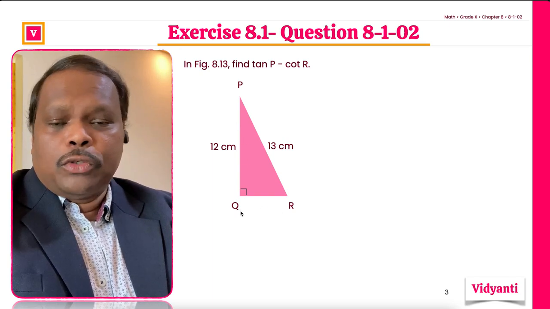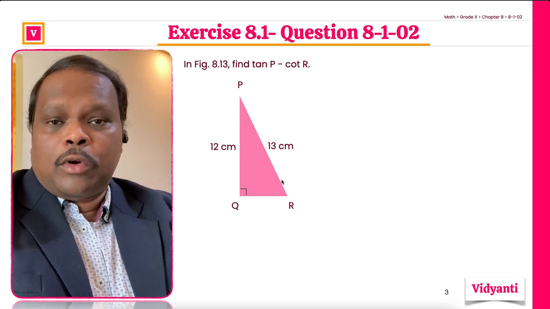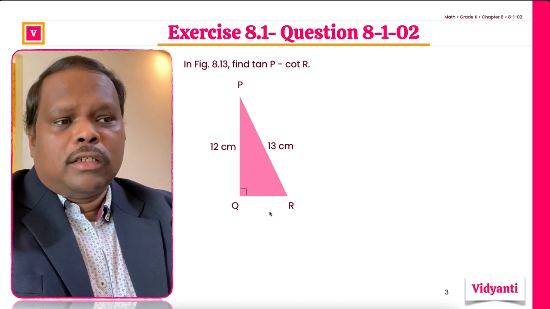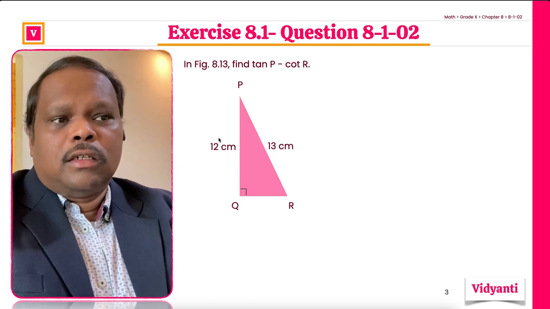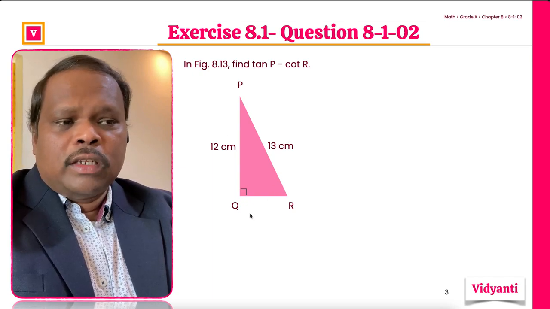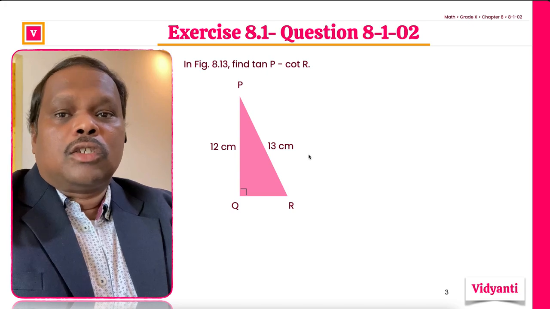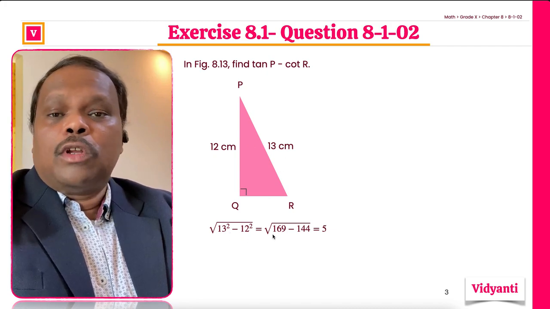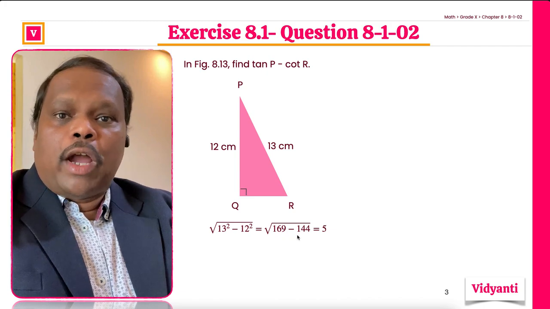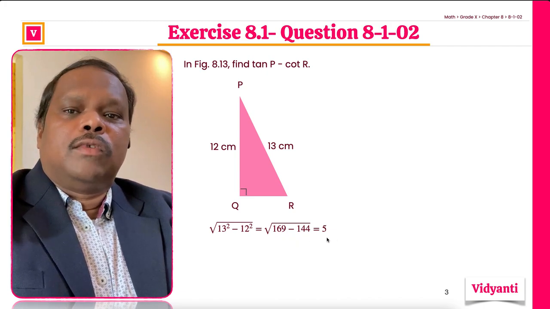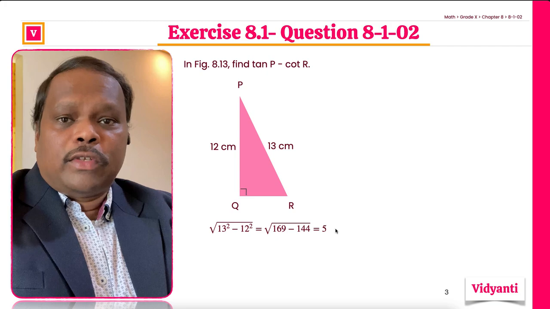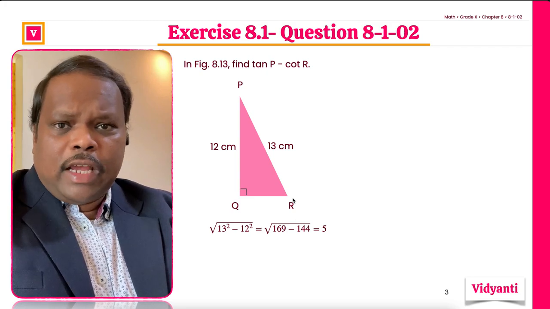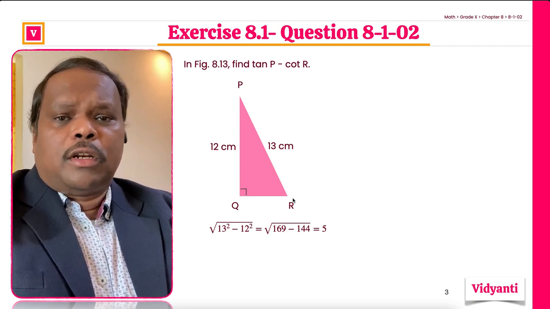We know that PQ square plus QR square is always hypotenuse square. So we can calculate the square of this side as the difference between those two squares, and then QR will be the square root of that difference. That can be calculated as 13 square minus 12 square, and then take the square root. That would come out to be 169 minus 144, and after taking the square root, the answer will be 5 centimeters. So once we know all three sides, we are ready to calculate any trigonometric ratio as required.